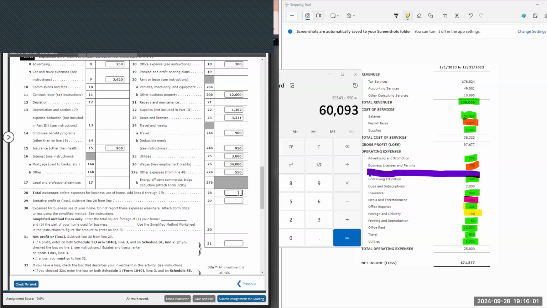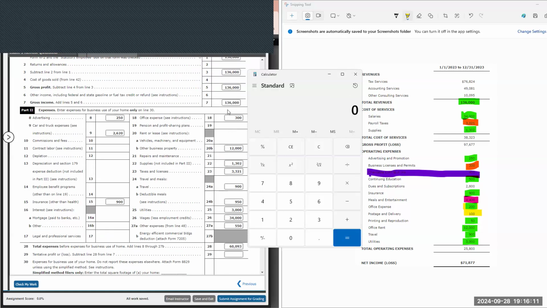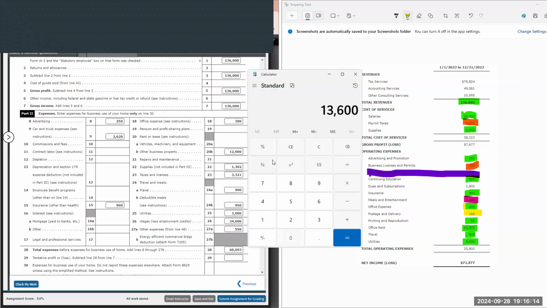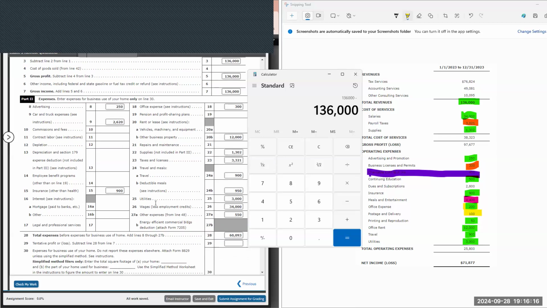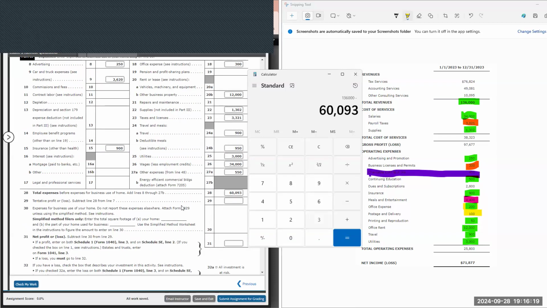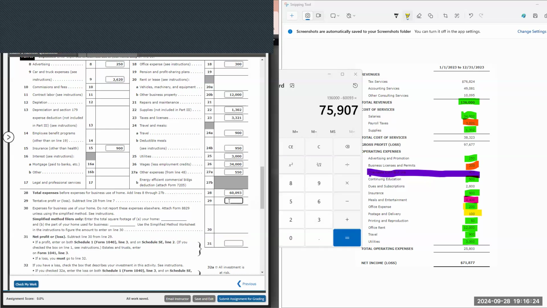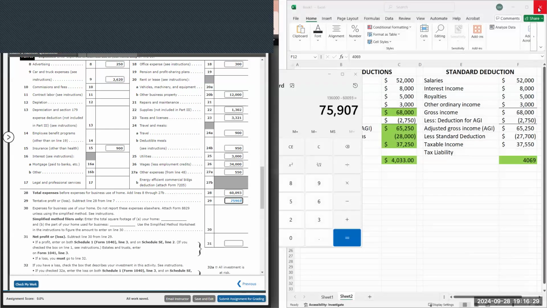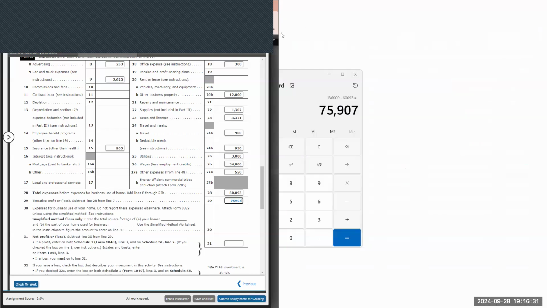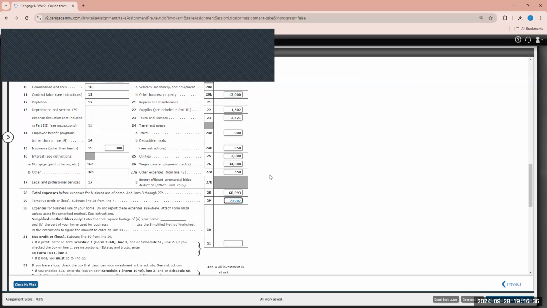So our total expenses are $60,093. So the next step is for us to determine our tentative net profit. And our tentative net profit is our gross income of $136,000 minus our total expenses of $60,093. So therefore, the tentative profit is $75,907, right? So in the previous problem, the reason why this tentative profit is important is because it ultimately determines how much is deductible for our home office.